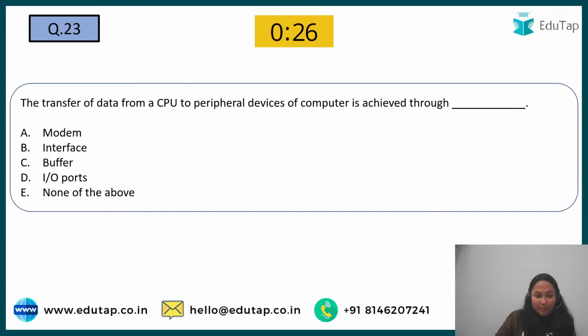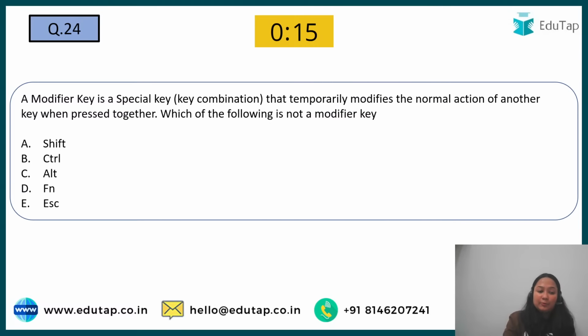Alright, I'm getting option number D as the answer. That is absolutely correct. Option D will be the correct answer. Input output ports are the ports where we can connect the CPU to the computer devices.